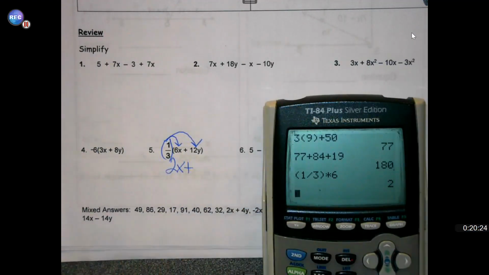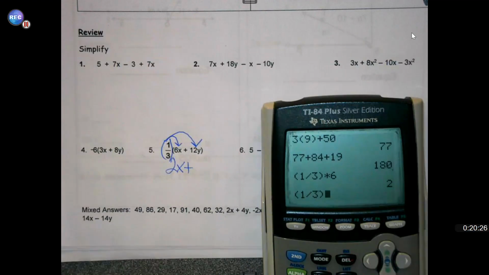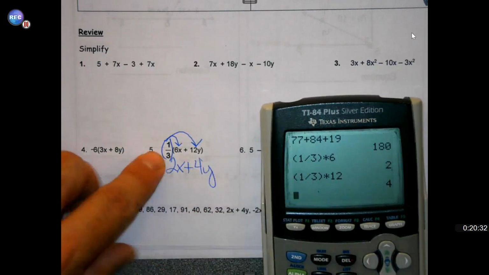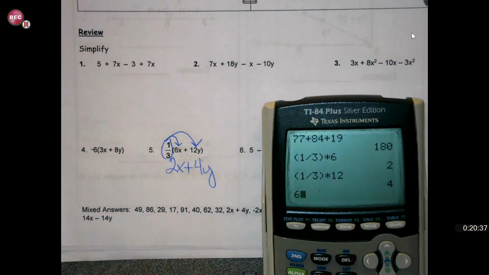And then I do it again for the next one. I'm like, okay, 1/3 times 12 is 4. Or multiplying by 1/3 is the same as just dividing by 3. 6 divided by 3, 12 divided by 3, I get the same answers.